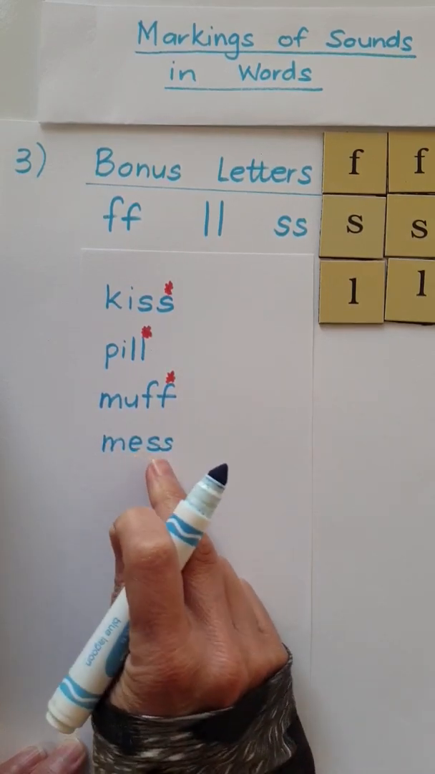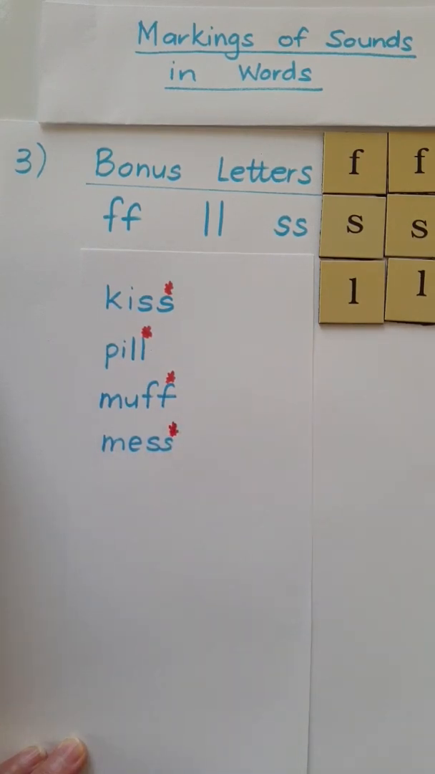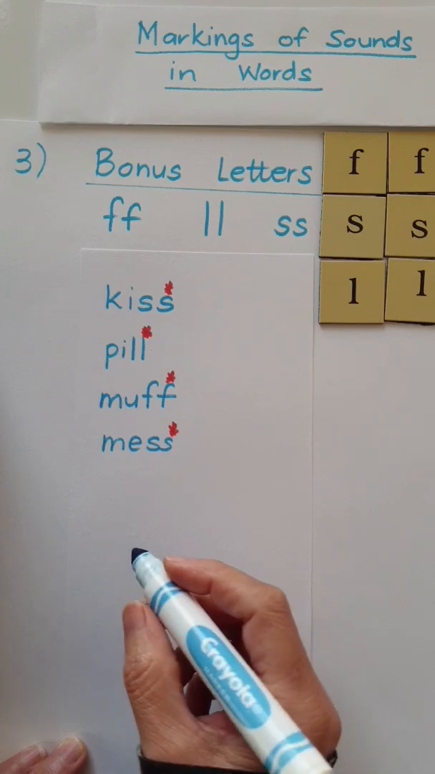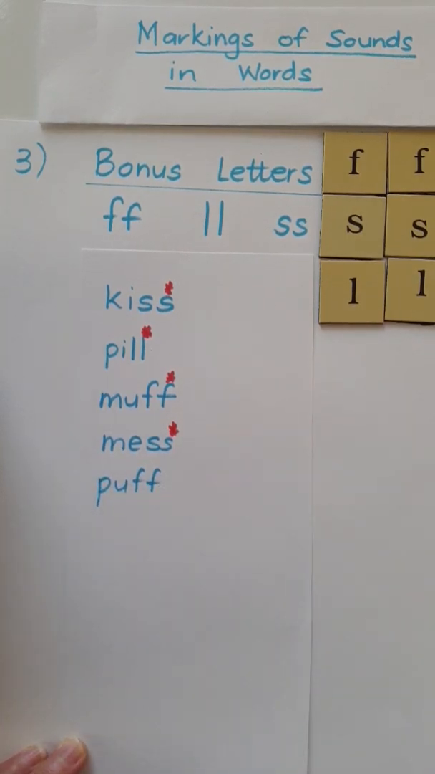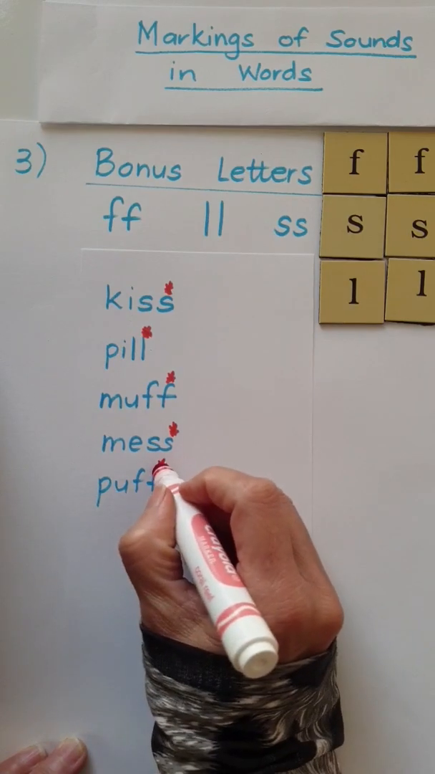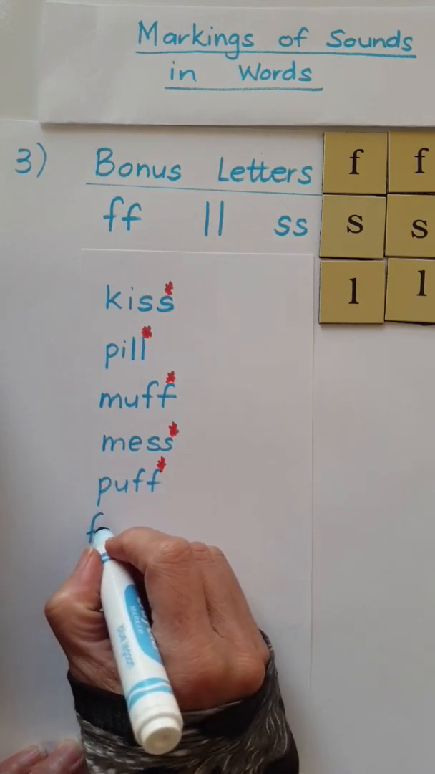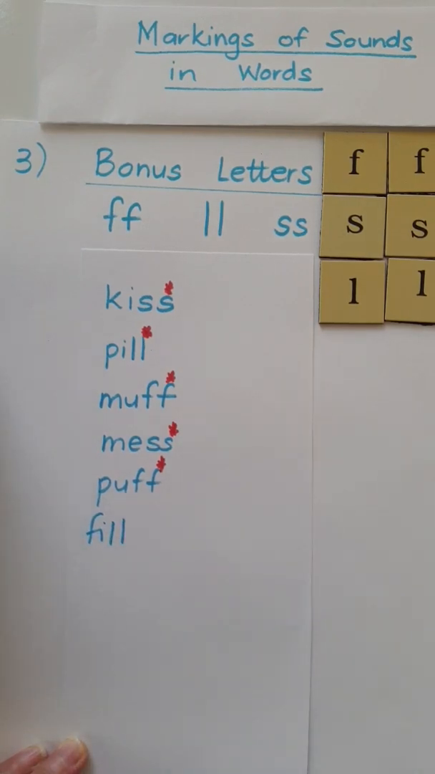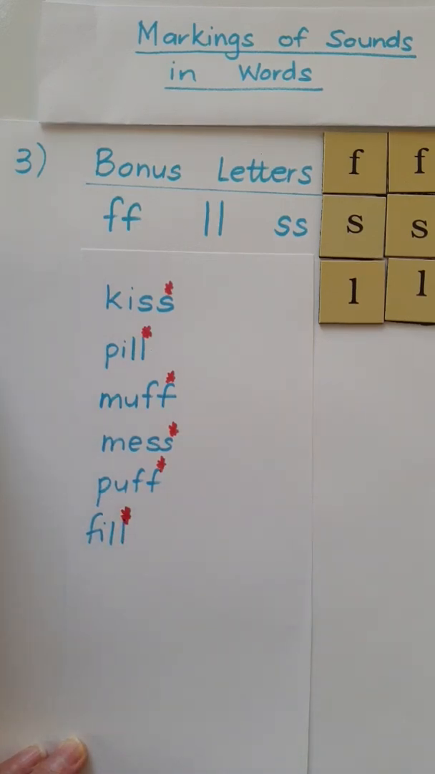Again, the vowel followed by the double S. We give the S the bonus letter star. We can look at another example, puff. The additional F or bonus letter F gets a star. And then we can look at another one, fill. And the double L, so the extra bonus L gets a star. So this is how we mark bonus letters.